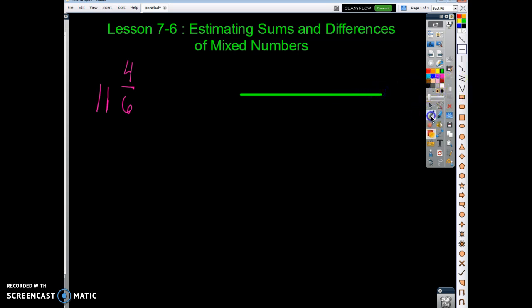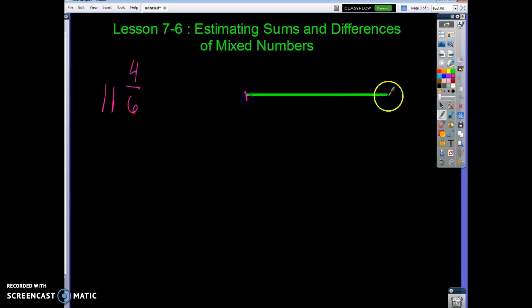So I have a number line, and in my number line, I'm going to label it this time from 11 to 12, because what I'm trying to do is round 11 and 4/6 to the nearest whole number. And just like what we did when we rounded fractions to the nearest whole number, we want to focus our attention right on this fraction right here, 4/6. Because if 4/6 is bigger than 1/2 or less than 1/2, that's going to tell us what we're going to round 11 and 4/6 to.